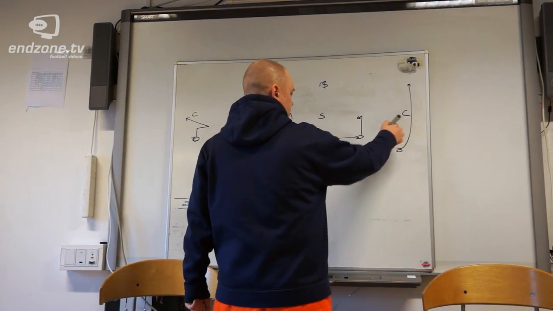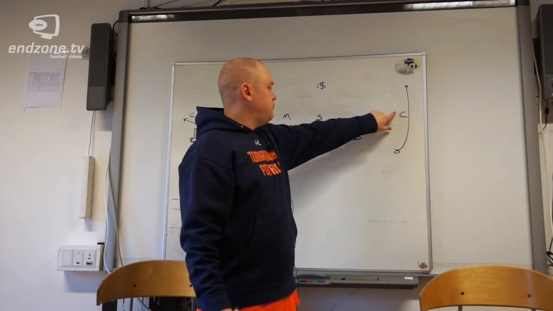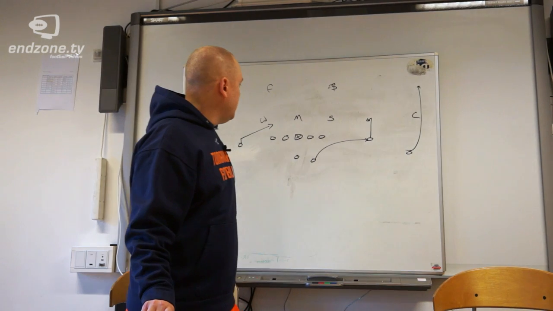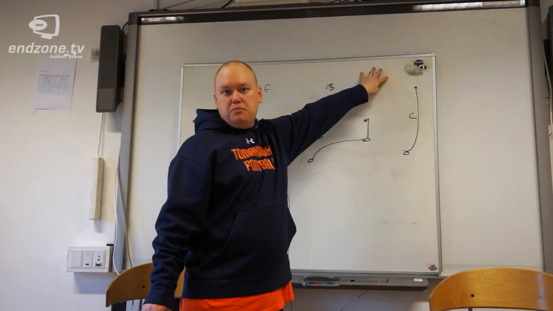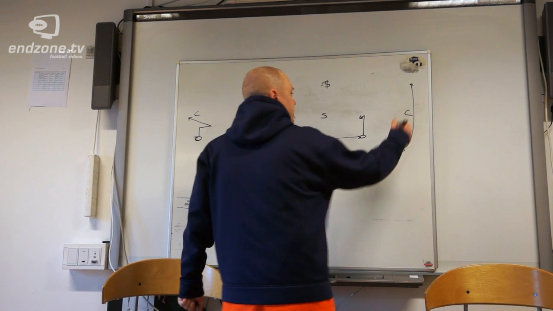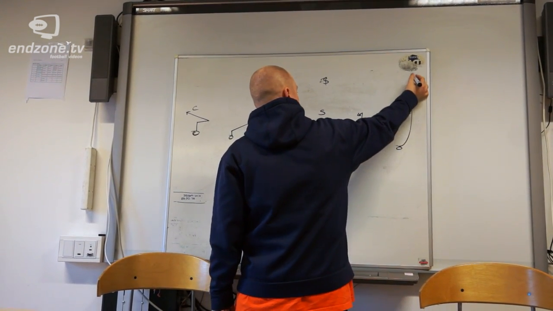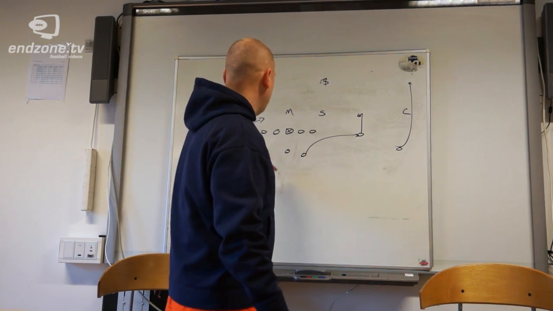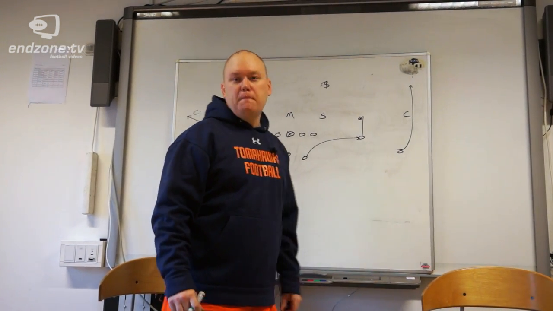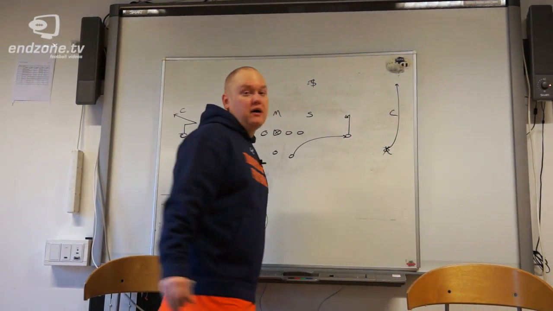So the outside receiver running his fade, his job number one is to force the strong safety, or the second high safety, deep, so he cannot help coming downhill. He's working a mandatory outside release and working deep to the side. The quarterback knows, and he knows this offhand, if this cornerback is playing off, he is out of the play. We're not even thinking about him.